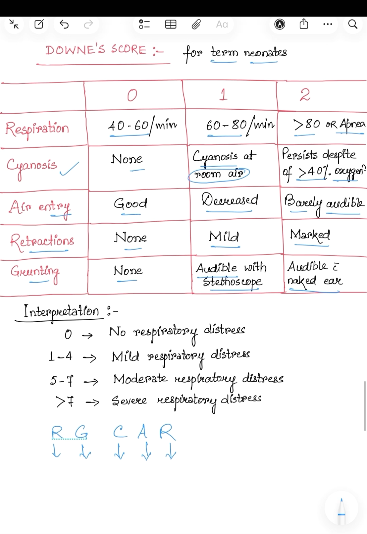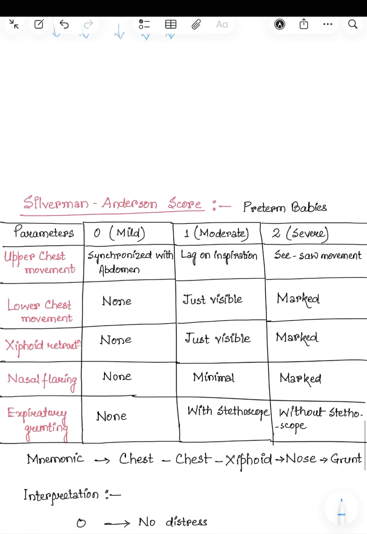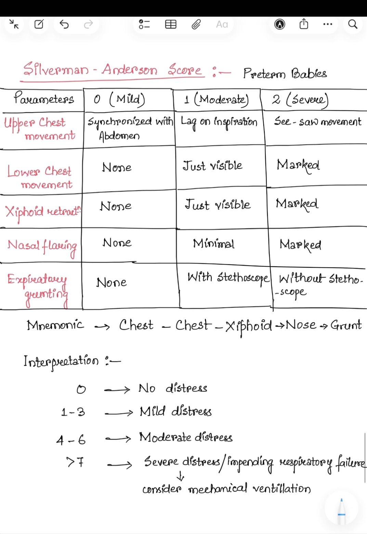The interpretation is, if the score is 0, then there is no respiratory distress. If the score is 1 to 4, there is mild respiratory distress. If the score is 5 to 7, there is moderate respiratory distress. And if the score is more than 7, then there is severe respiratory distress. Coming to our next score, that is Silverman-Anderson score. This is also used to assess the respiratory distress in newborn but in preterm babies.